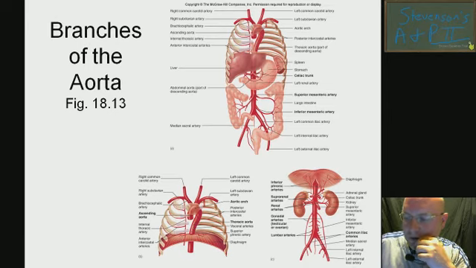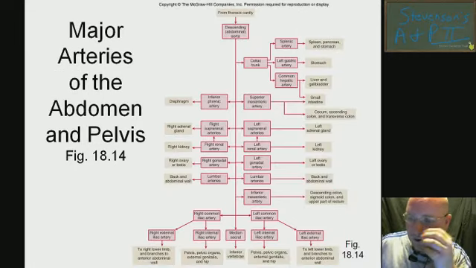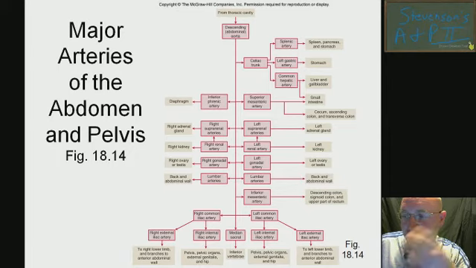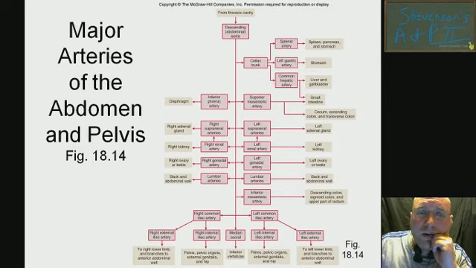Okay, branches of the aorta. We've already gone over these. Make sure you know these fairly well. Very important, especially for this chapter. There's a lot of anatomy here. Very good chart here. It goes over all the different parts of it. You can look over this on your own. Study it extremely well.